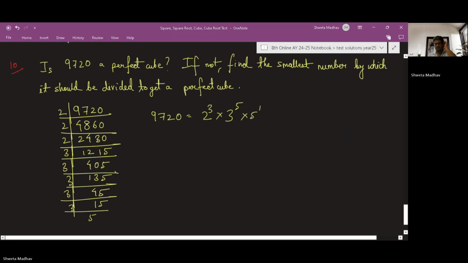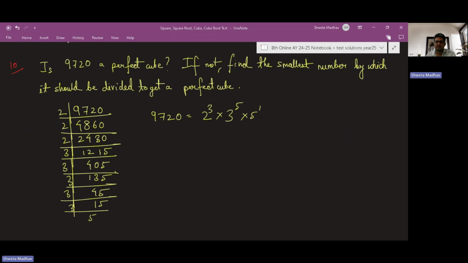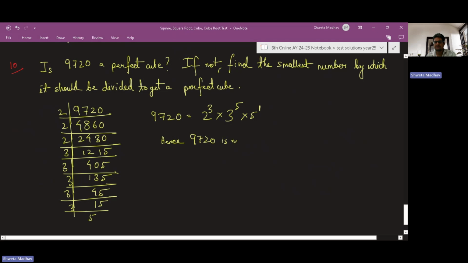So hence we can see that one of the threes is not having a pair and 5 also is not having one, one more 3 should be there, since for making a perfect cube the exponent should be a multiple of 3. But here it is 5, which is not a multiple of 3. And here also the exponent of 5 is 1, which is also not a multiple of 3. So hence we can say that 9720 is not a perfect cube.